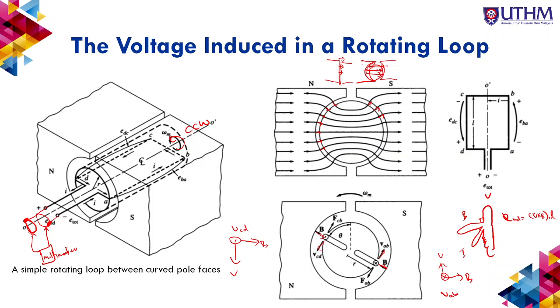So we cross V to B. We cross our fingers from V to B, so our thumb will show inward. This is just to find the direction. Now we look at the overall view: A, B, B, C, C, D, and also D, A.